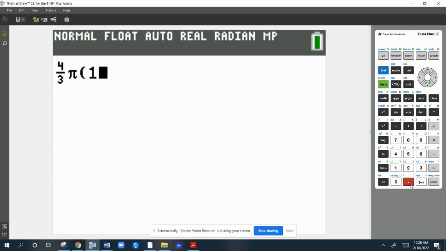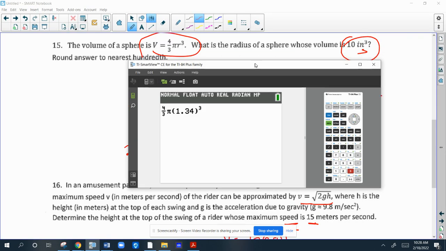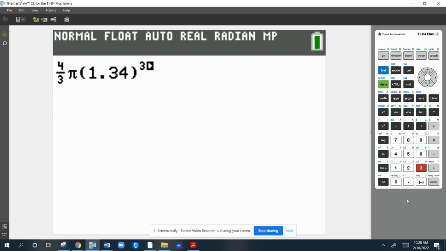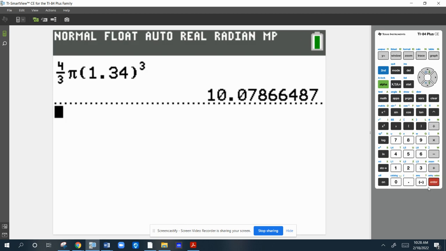And according to the formula, it should be R cubed. So close your parentheses and cube that. And then that will give us the volume. And the volume should be 10. And it's 10.07. And that's a little off because we rounded our answer. If we used more than 2 decimal places, it would have been closer. So that's good enough that we know we did it right.